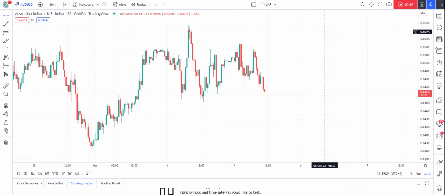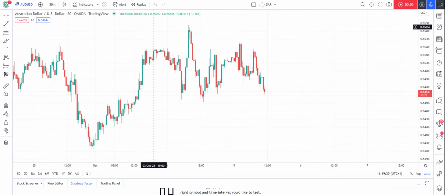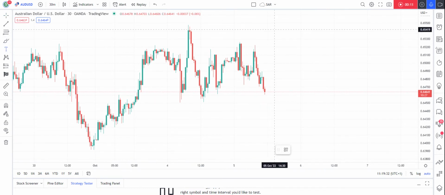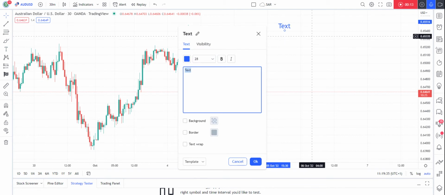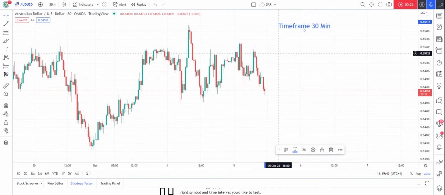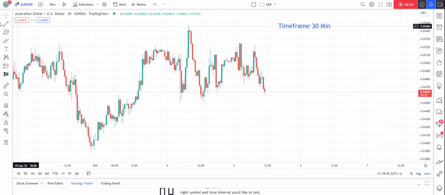Hi everyone. I would like to share a strategy which is quite simple for day-to-day trading. Hence why we have the time frame of 30 minutes. We'll write everything down. Time frame 30 minutes, right?